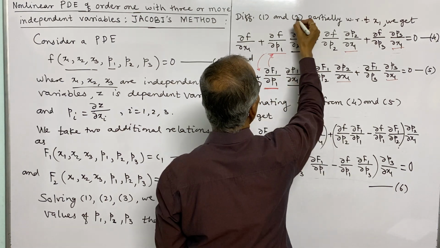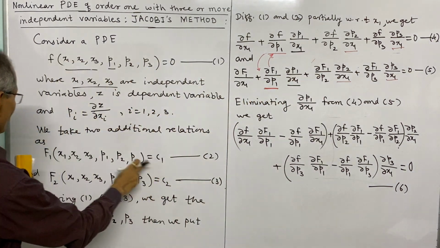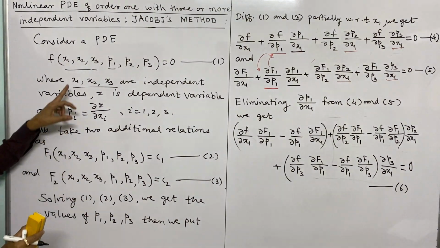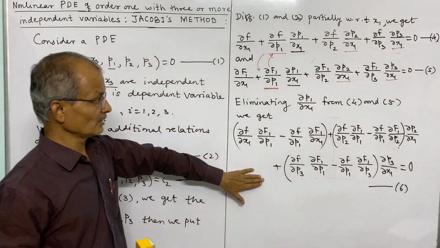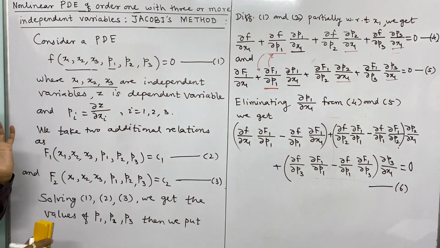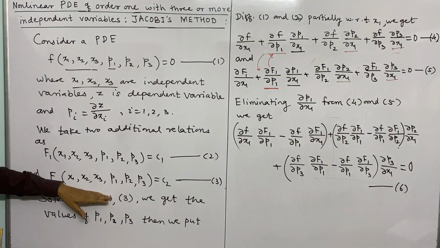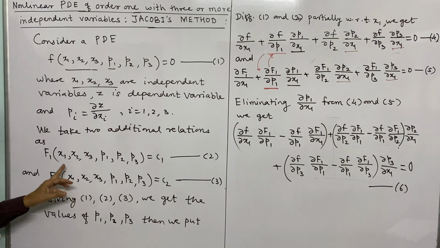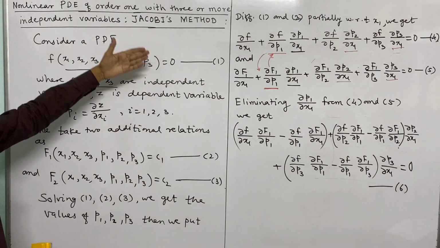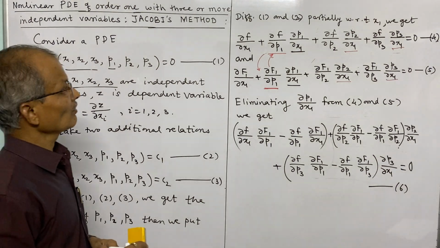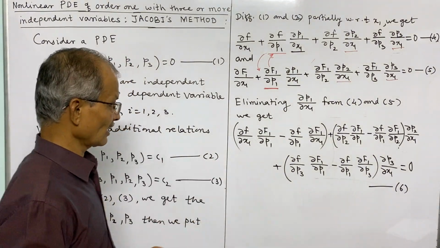So differentiating 1 and 2, first and second, here small f and capital F1, partially with respect to x1, the first variable, we obtained this equation. Now similarly, differentiating say 1 and 3 partially with respect to x1, and again 2 and 3 partially with respect to x1, we will get the other equations likewise.